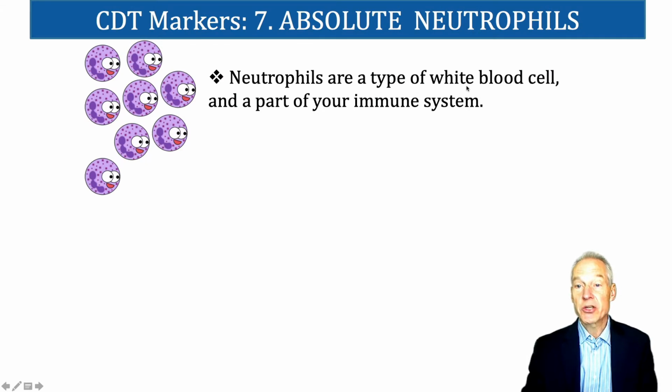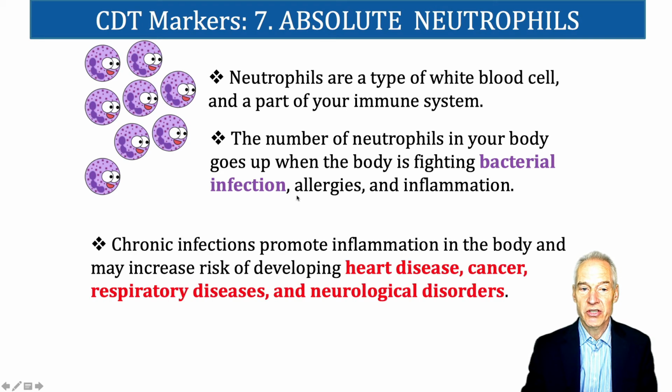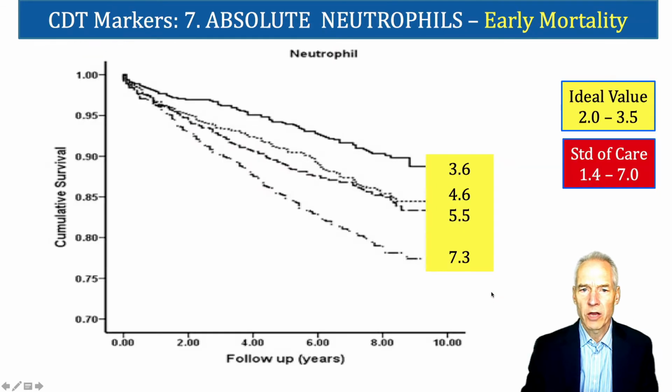And neutrophils are a type of white blood cell and part of your immune system. And the neutrophils go up when your body is fighting generally a bacterial infection, sometimes allergies and inflammation, but they may be tied back to bacterial infection as it turns out. So chronic infections promote inflammation, and inflammation is really what's considered at the root of the major chronic diseases: heart disease, cancer, respiratory diseases, neurological and neurodegenerative disorders, all of those.